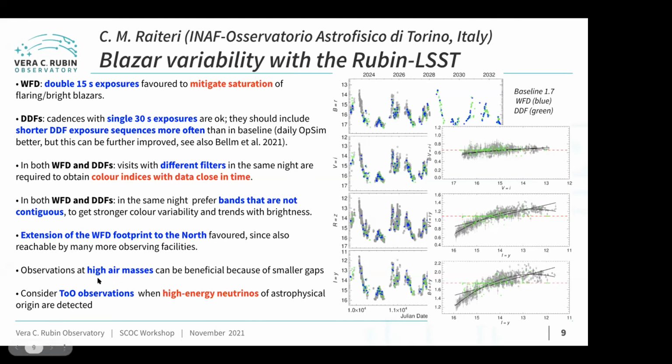Observations at higher airmass can be beneficial, as they can prolong the observing season and lead to smaller gaps in the light curves. And finally, as blazars are believed to be neutrino sources, it would be great to consider target of opportunity observations when neutrino facilities detect high energy neutrinos of astrophysical origin.